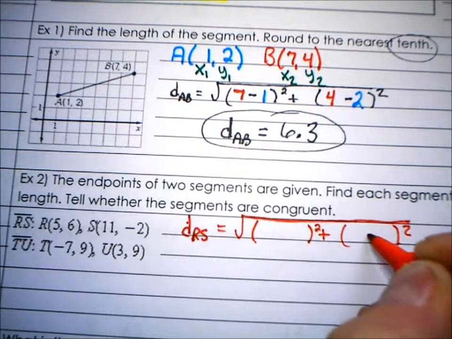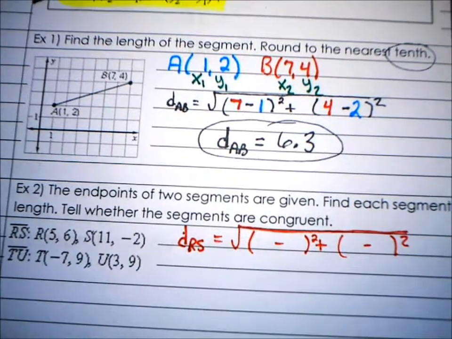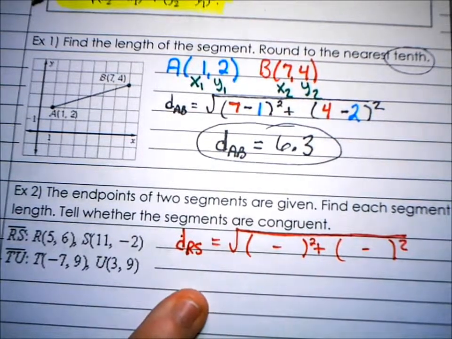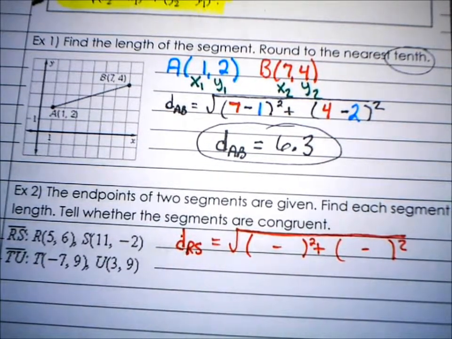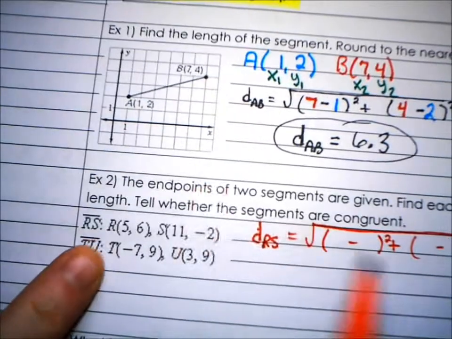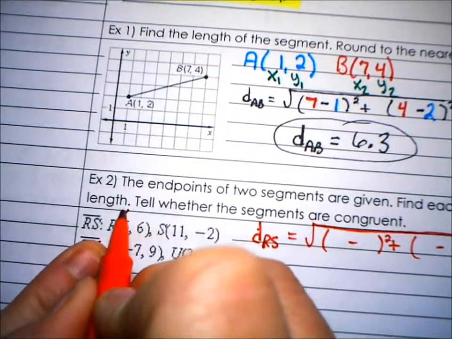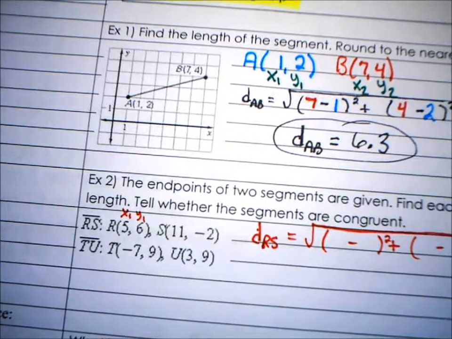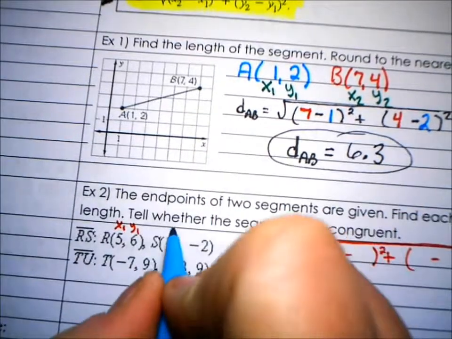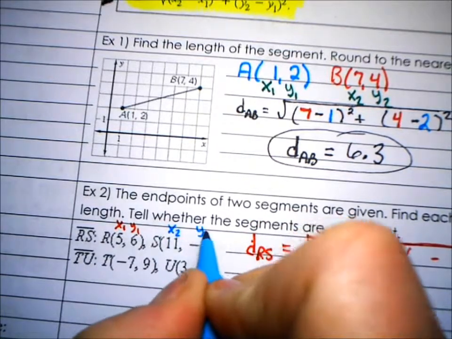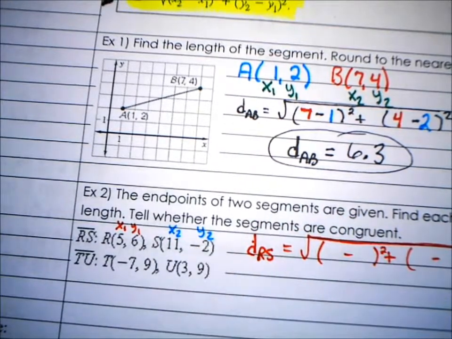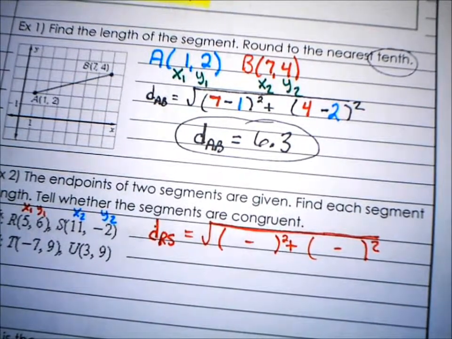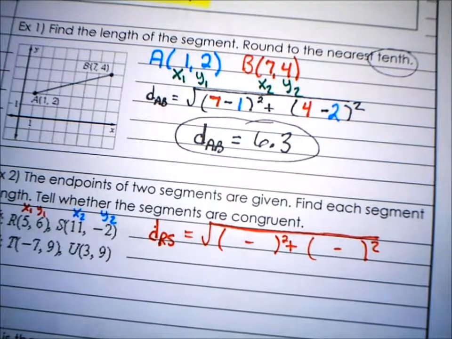So I filled out the basic form that never changes. And if I look back at my coordinates, the 5 will be my x1, the 6 will be my y1, then I'm going to place the 11 as x2, and the -2 is my y2. So if I fill it in, let me change colors since I used the wrong color for my setup.